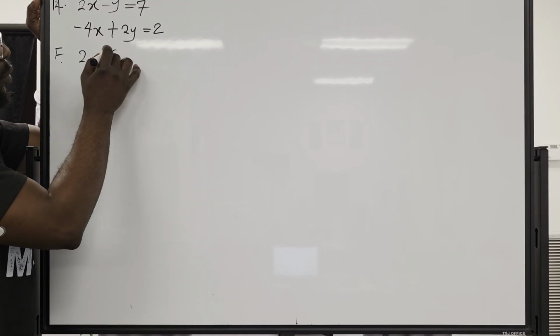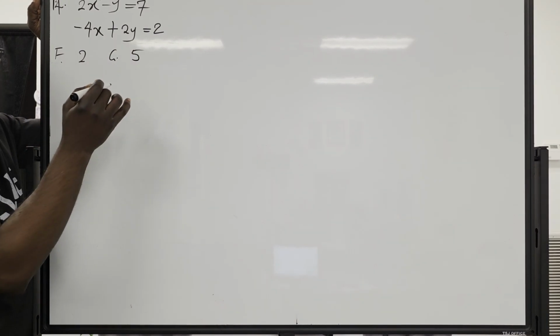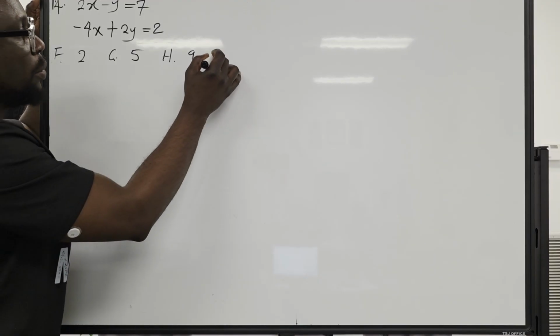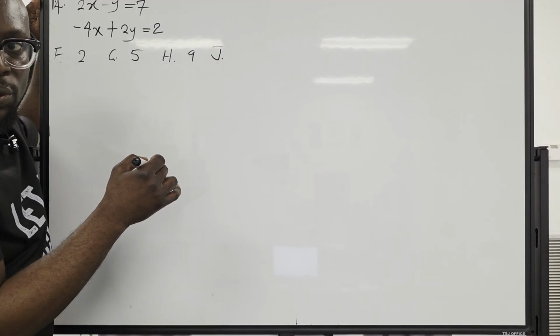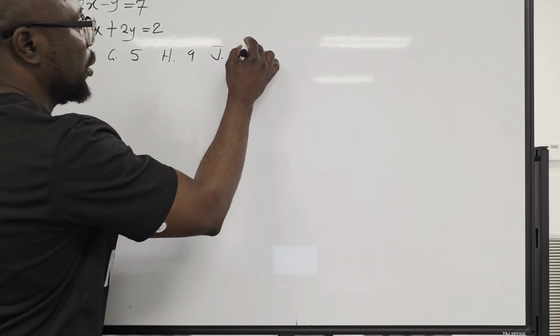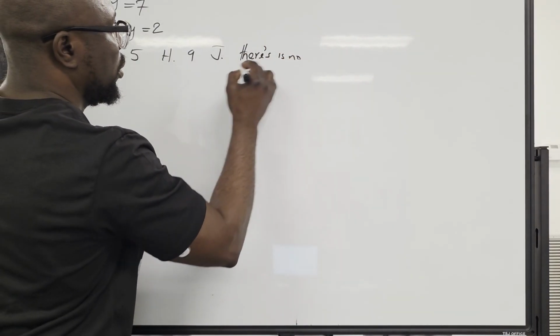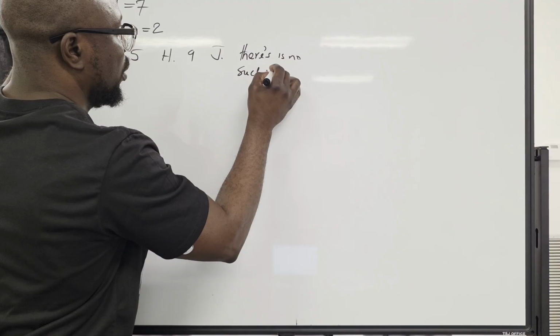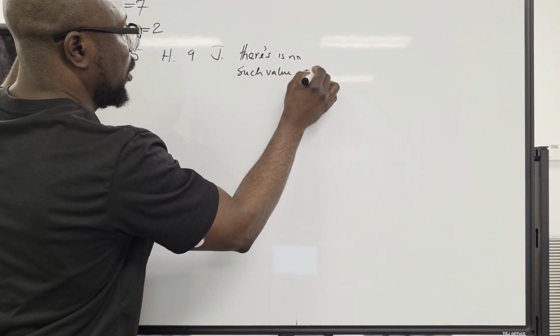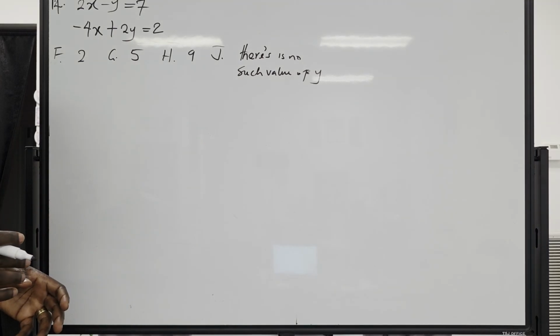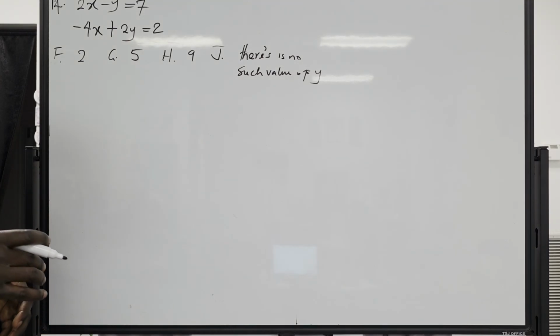Option G is 5. Option H is 9. And option J says there is no such value of y. So to quickly solve this, you can do it two ways. We're going to do the easier way, and then we're going to do the hard way.